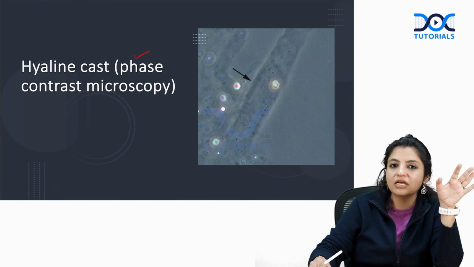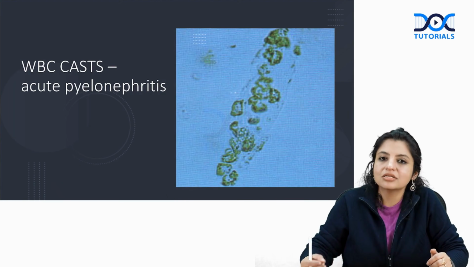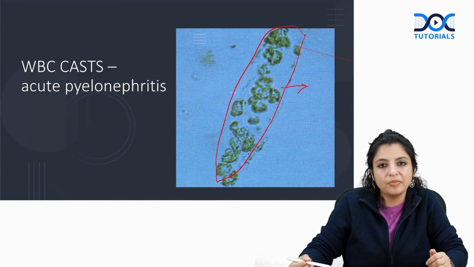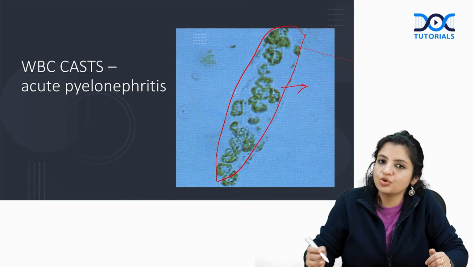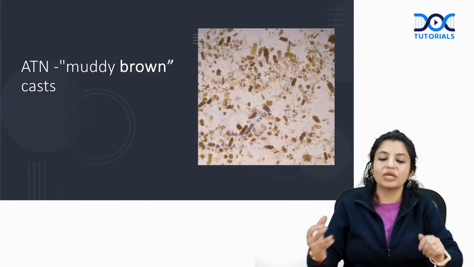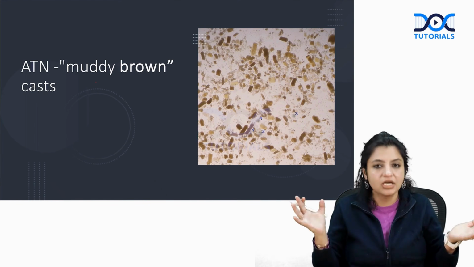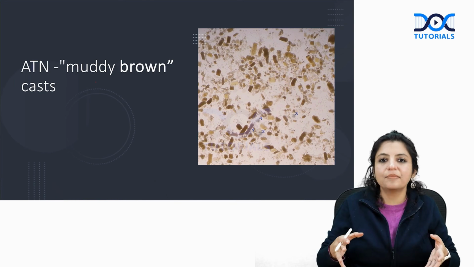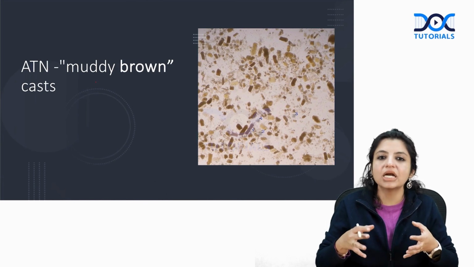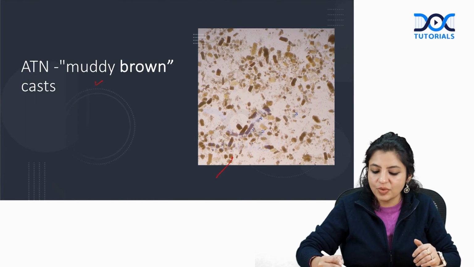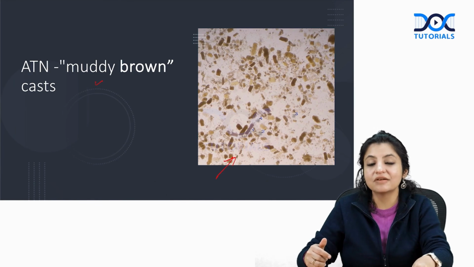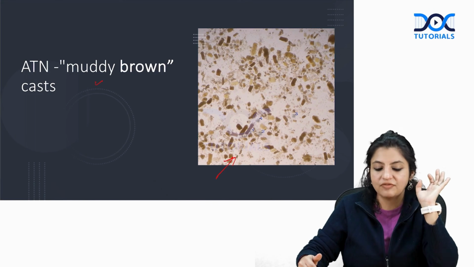Next thing to remember is the cellular cast. This is the base of the Tamm-Horsfall protein, and you're seeing some WBCs trapped in it. These are WBC casts, seen in acute pyelonephritis. Another very important cast is seen in acute tubular necrosis. Whenever a patient has acute tubular necrosis, the necrotic tubular cells get trapped inside the Tamm-Horsfall protein and give an appearance of muddy brown casts. Muddy brown casts are very suggestive of acute tubular necrosis, which everybody should be super clear with.